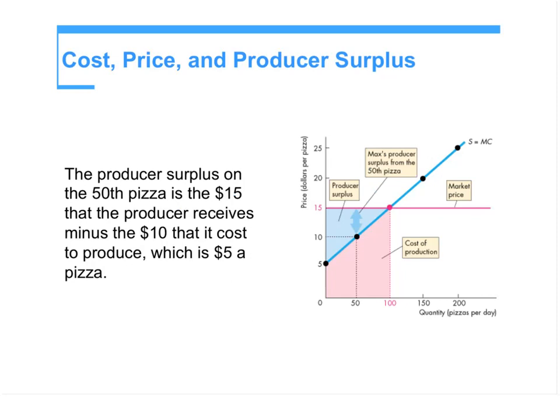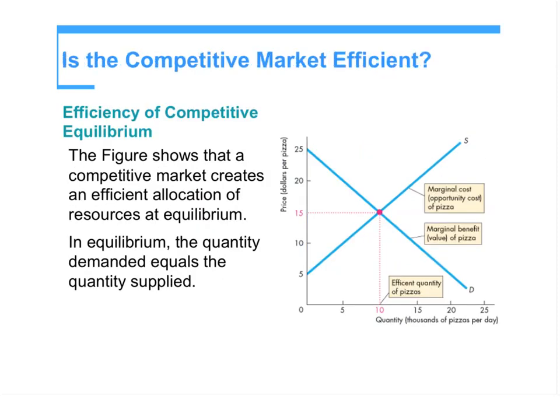So the producer's surplus on the 50th pizza is the $15 that the producers receive minus the $10 that it costs to produce, which is $5 a pizza. So then we have efficiency of the competitive market. Is the extra produced? Yes, you got it right. That's absolutely correct.